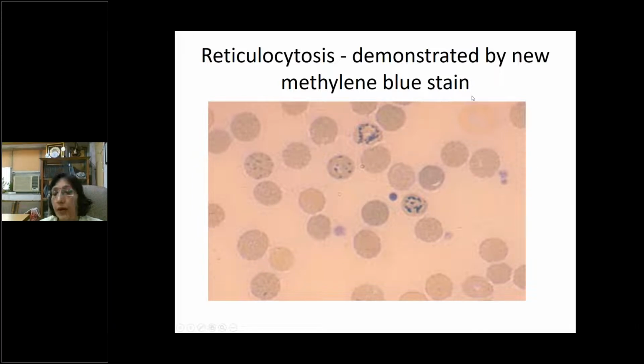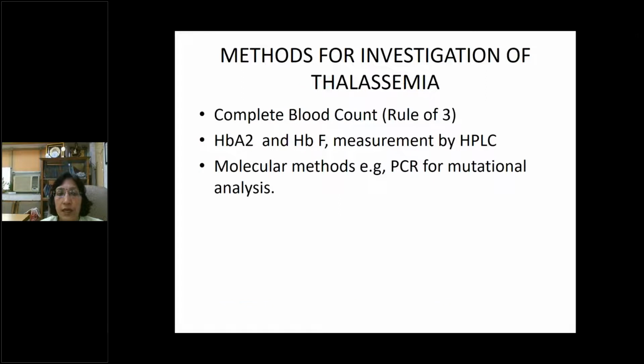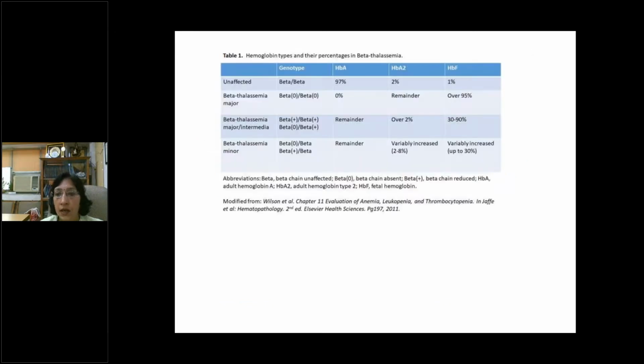So what will be the findings? Anemia, jaundice, reticulocytosis, hepatosplenomegaly, skeletal deformities. In the peripheral smear: microcytic hypochromic cells, presence of target cells, nucleated cells, or basophilic stippling. That brings your diagnosis very near; you are dealing with a case of thalassemia. Then the confirmatory test is the Hb electrophoresis.